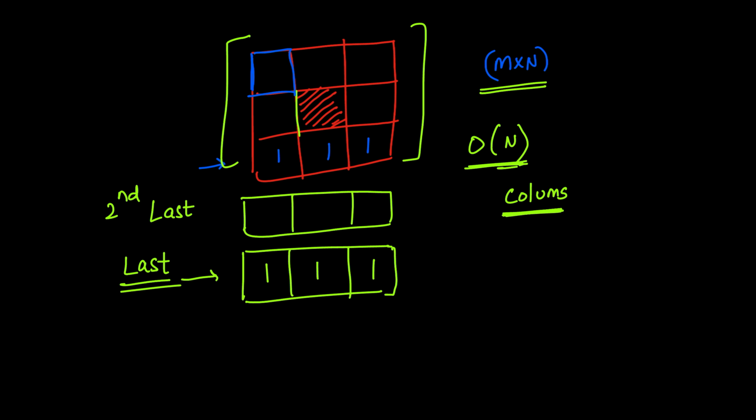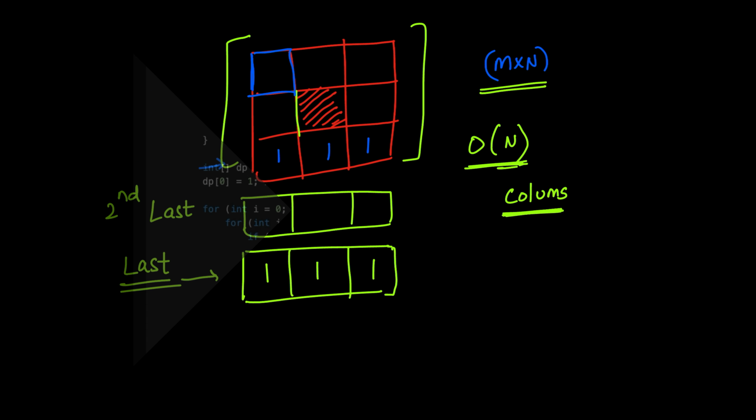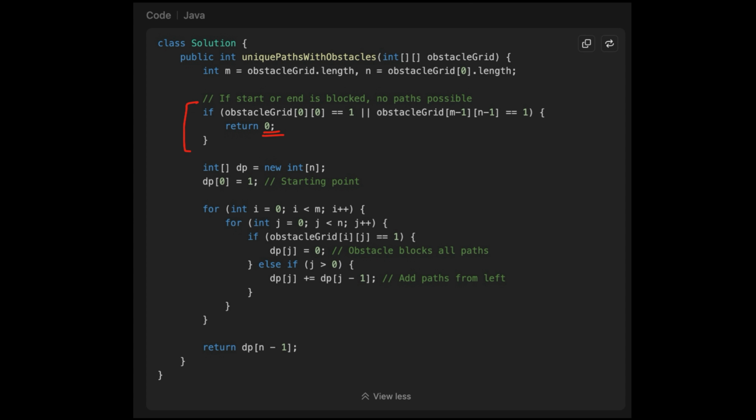Let me show you how we can implement this using Java. In this Java implementation, I start by adding a validation to make sure that the length of the obstacle grid is greater than 1. If not, then I'm returning 0 as the output. After that, I'm initializing the dynamic programming array of type integer and setting the length to n, that is the number of columns. To start off, the default value for the first element in the dynamic programming array is set to 1.